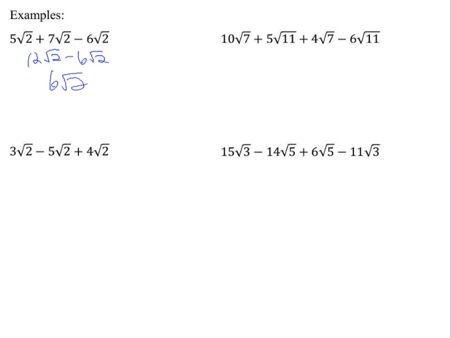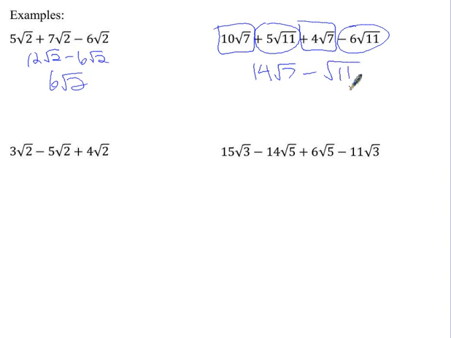For the second one, 10 square root 7 plus 5 square root 11 plus 4 square root 7 minus 6 square root 11. Do we have any like terms we can combine there? The root 7's are like terms. And these guys, the root 11's, are like terms. So we can combine each of those. 10 root 7 plus 4 root 7 is 14 root 7. 5 root 11 minus 6 root 11 gives us minus 1 root 11.